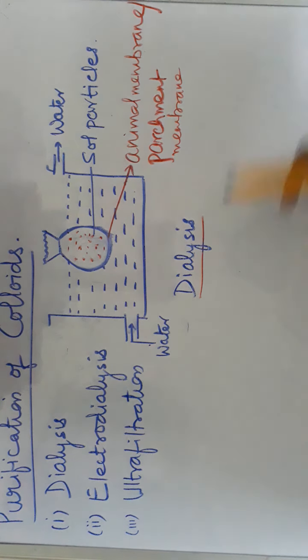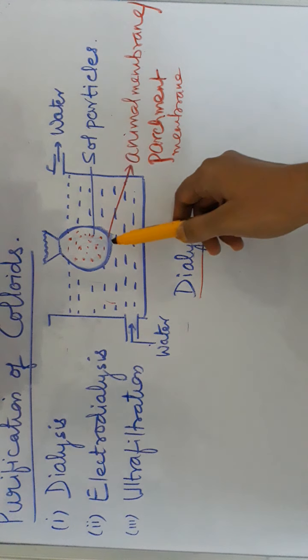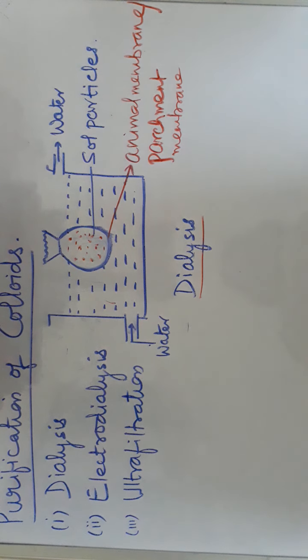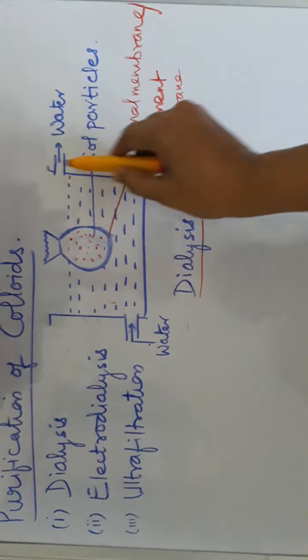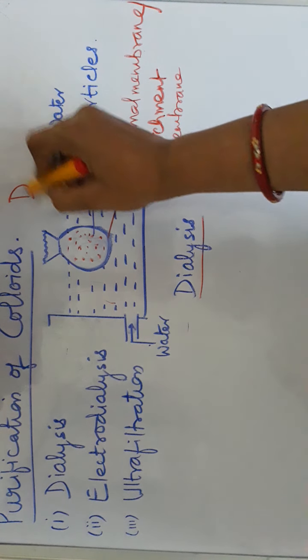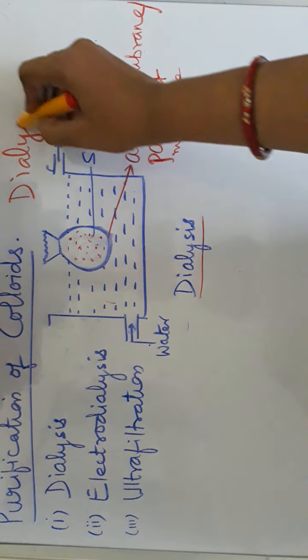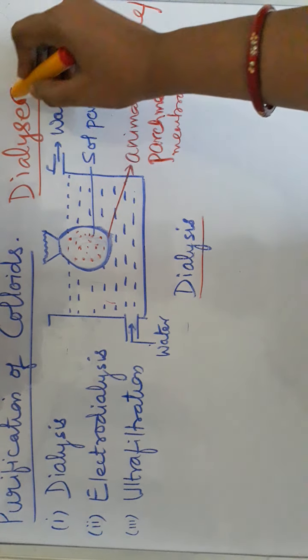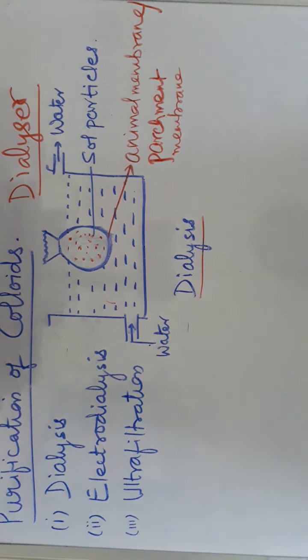Hence, the water which is taken in the container in which the bag of sol or colloid is suspended should be replaced simultaneously, or else the diffusion will not take place. This setup is known as dialyzer. It is called a dialyzer, in which dialysis takes place. But this is a slow process. Diffusion takes place very slowly and it is time taking.